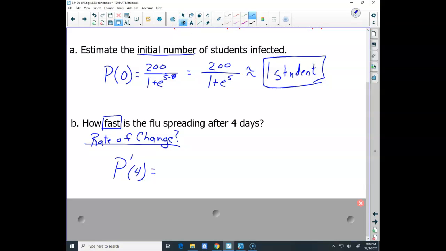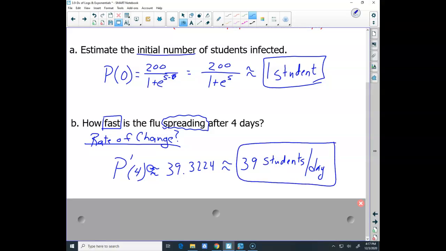I'm going to give it the approximately equal to 39.3224. Oh yeah, we don't want to do that. We want to say about 39 students per day, because it's spreading at about 39 students per day at day 4, okay? And it's not 39 students are infected, it's spread. There's 39 new students infected, okay?